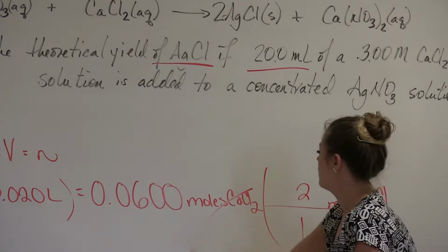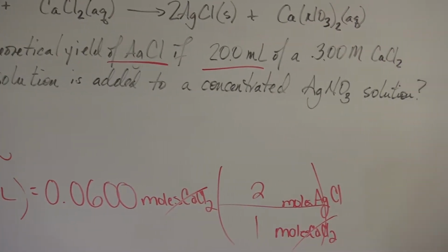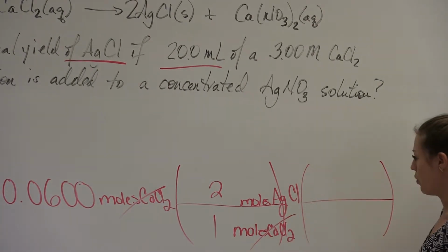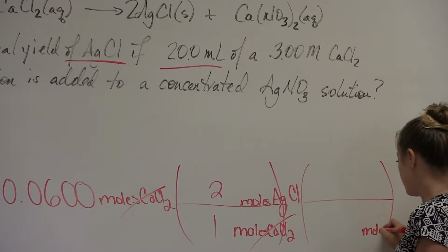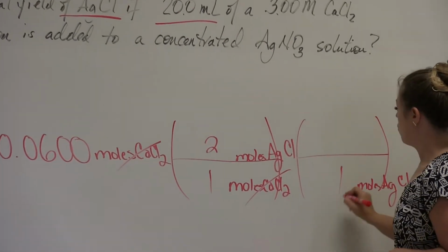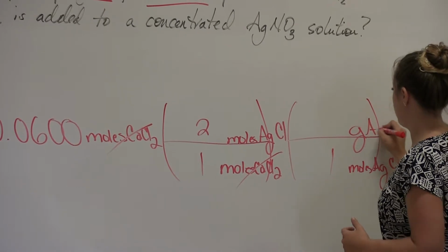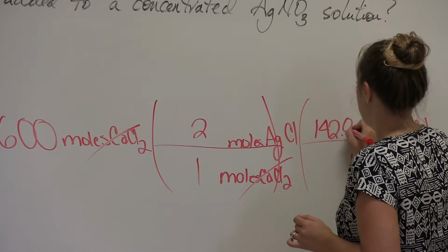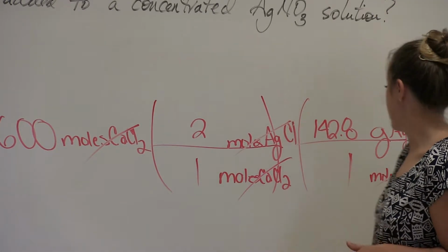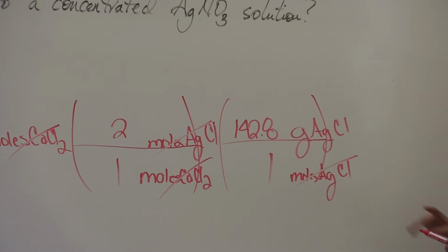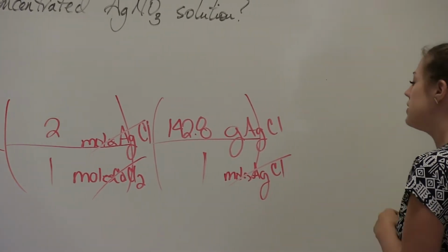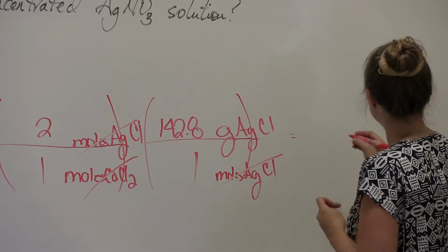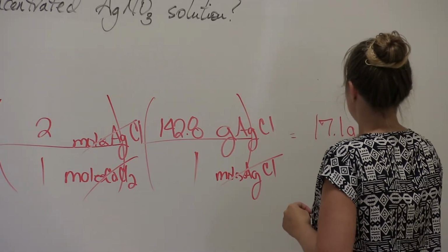Now my moles of calcium chloride is done. I'm left with moles of silver chloride, but I want mass. So my last step is to convert it to mass of silver chloride. So moles of silver chloride is going to go on the bottom. So 1 mole, and we find the molar mass off of the periodic table, which is going to be 142.87. Now moles of silver chloride is canceled, and we're left with the theoretical yield of grams of silver chloride. So if we punch all this into our calculator, we will get that the mass of silver chloride is 17.1 grams.